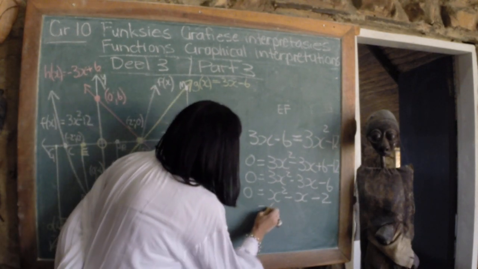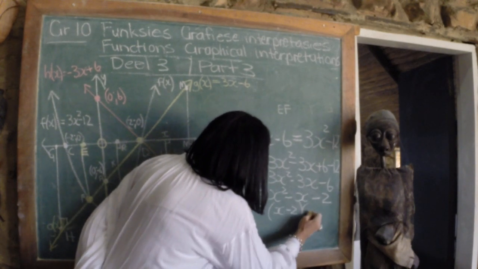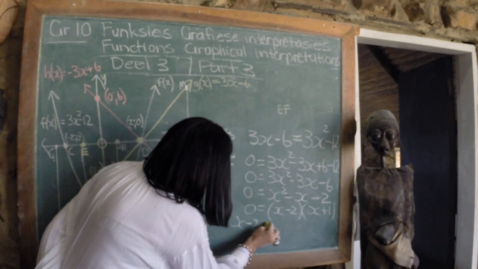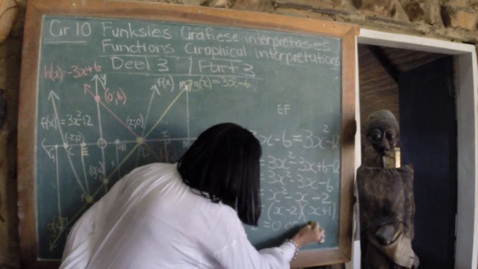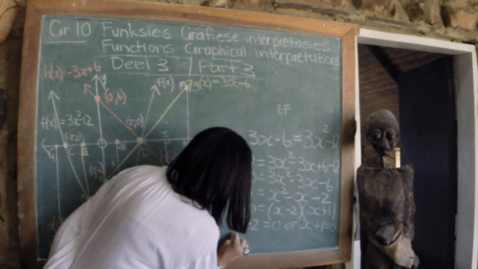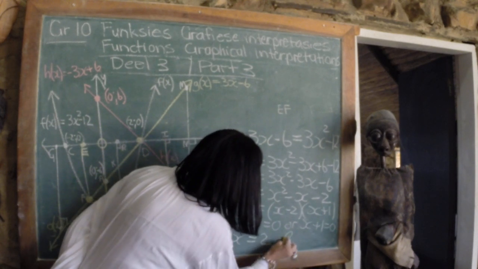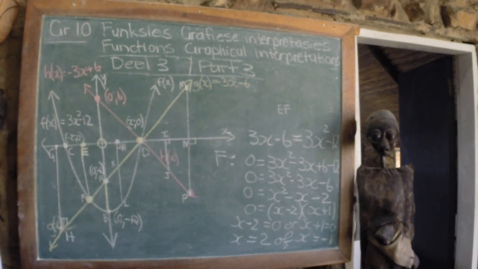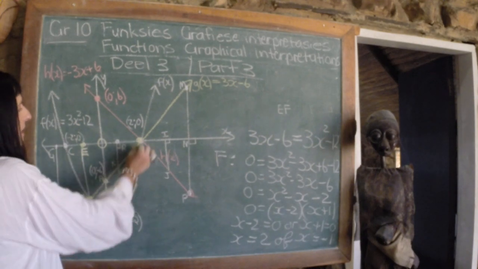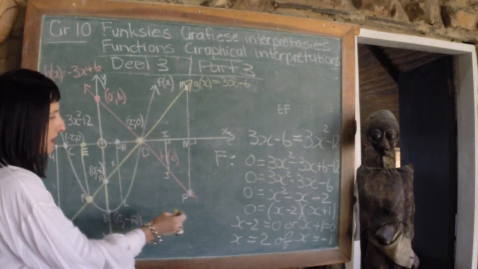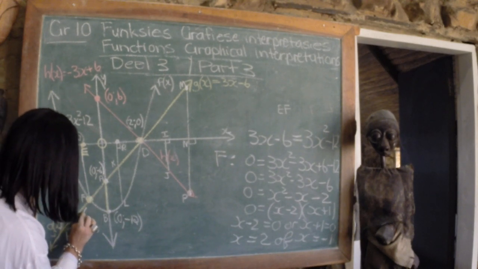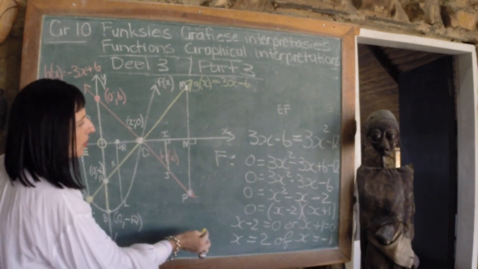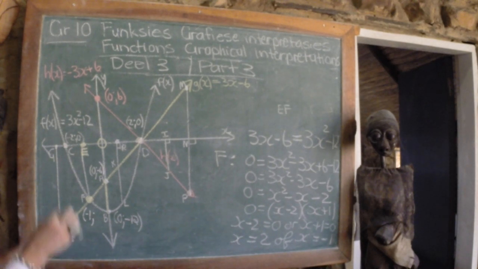So nou kan ek faktoriseer. Ek het x minus 2, x plus 1. Factorize, 0 factor law: x minus 2 equals 0, or x plus 1 equals 0. So x equals 2 of x is gelyk aan minus 1. Nou kan ons sien dat die reguit lyn en die parabool mekaar op 2 plekke sny. So hierdie x-waarde is in die negatiewe kant, so hy gaan min 1 wees. Ons gaan nou sy y-waarde uitwerk. En hierdie x-waarde weet ons alreeds is 2. Ons het hom al uitgewerk, so ons weet ons is reg.